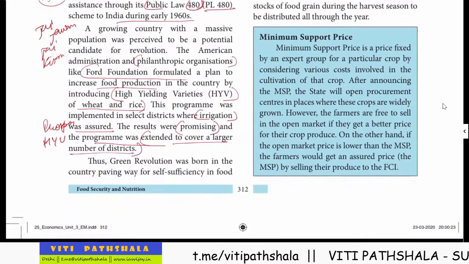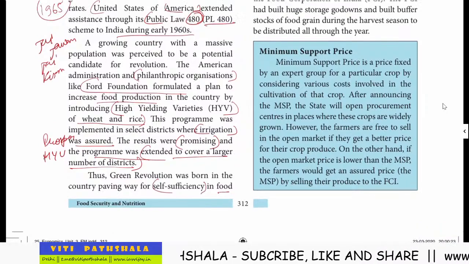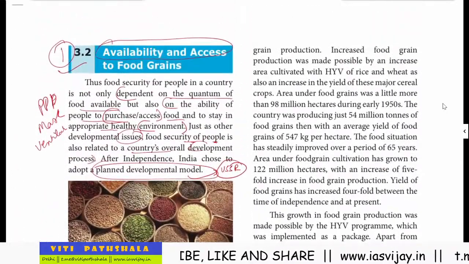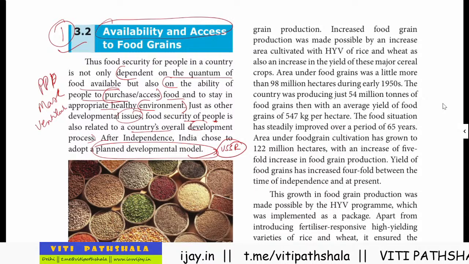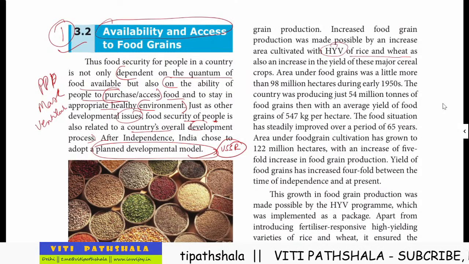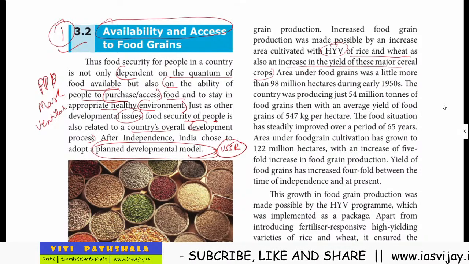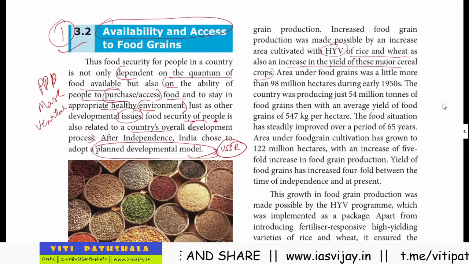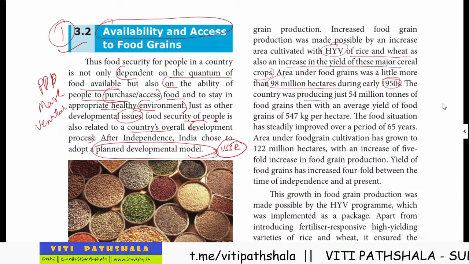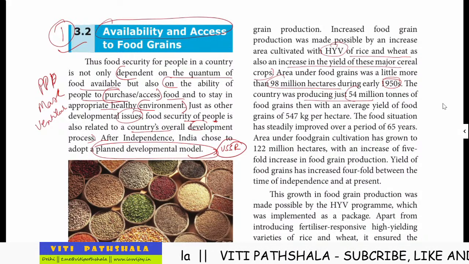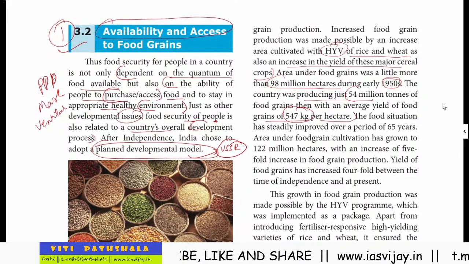The Green Revolution was born in the country, paving the way for self-sufficiency in food grain production. Increased food grains production was made possible by the increased area cultivated with HYV of rice and wheat, as also an increase in the yield of these major cereal crops. Area under food grains was a little more than 98 million hectares. During the early 1950s, the country was producing just 54 million tons of food grain, with an average yield of 547 kg per hectare.